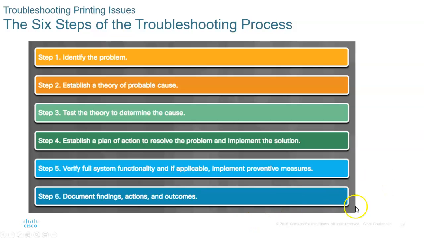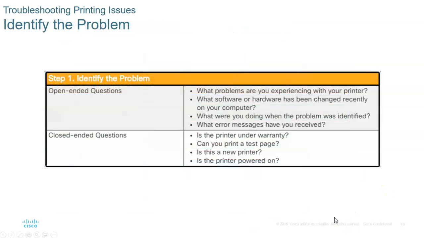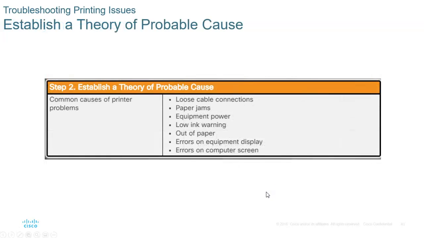So they just give you some examples in this PowerPoint. Screenshots, I believe, come right out of your curriculum. So identifying the problem, types of open-ended and close-ended questions that you can ask with regard to the printer, establishing that theory of probable cause. What are some things that are wrong? Honestly, these are the things that are most likely wrong: loose cables, paper jams, power, low ink, out of paper, etc.